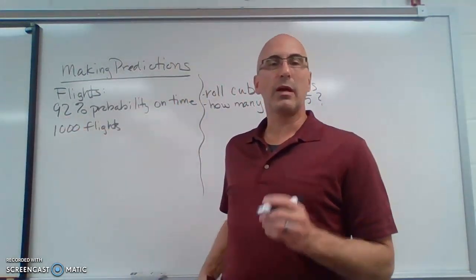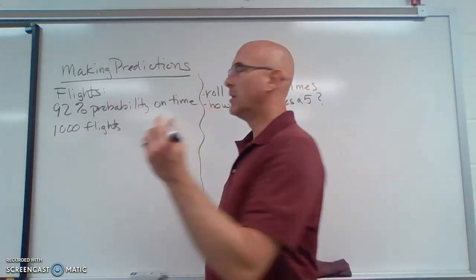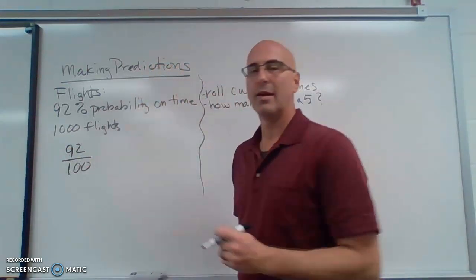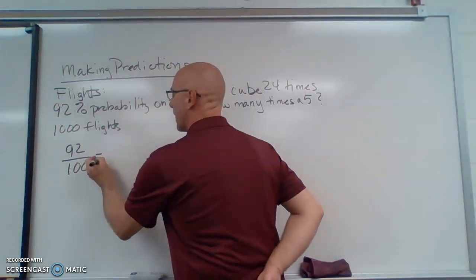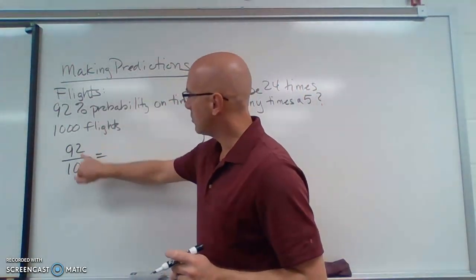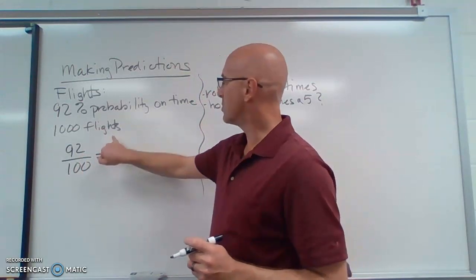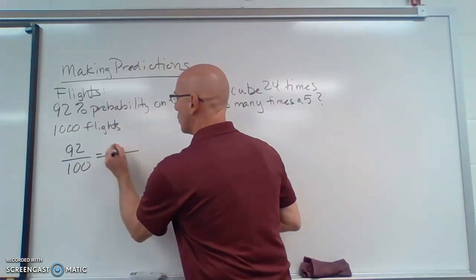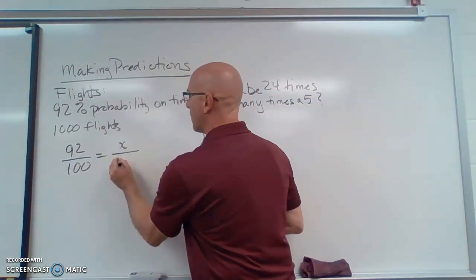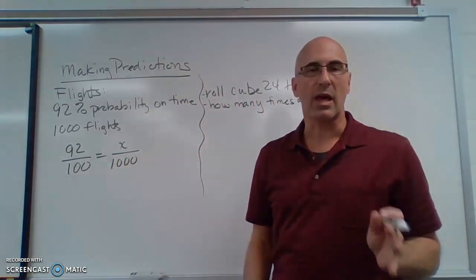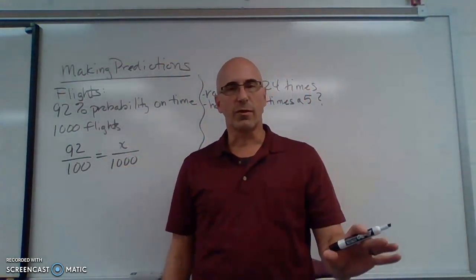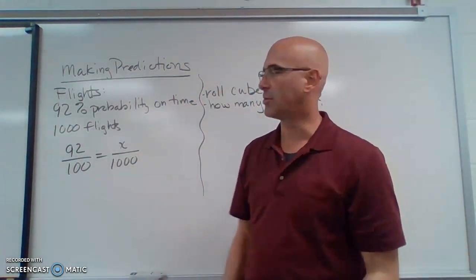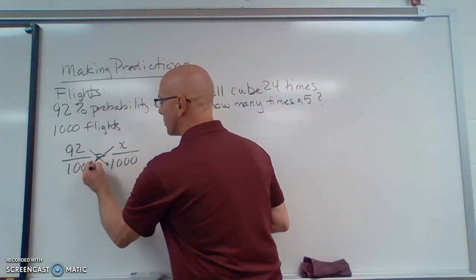92%, we can write that as a fraction. 92 100ths. Now we will set up a proportion. So 92 out of 100 flights. So now we want to find out how many might be on time out of the total. So we don't know how many are on time, but we know that the total number of flights is 1,000. So as we learned first semester, when we do proportions, we cross multiply and set them equal to each other. So I'm going to draw those arrows.